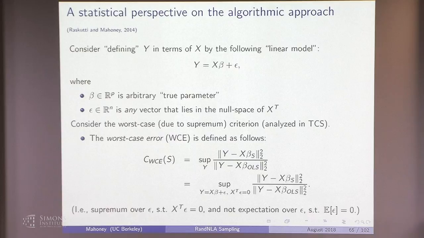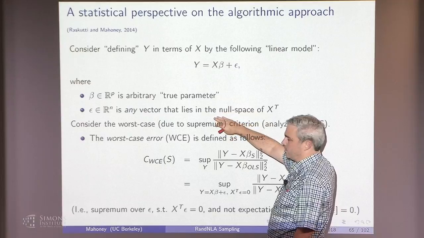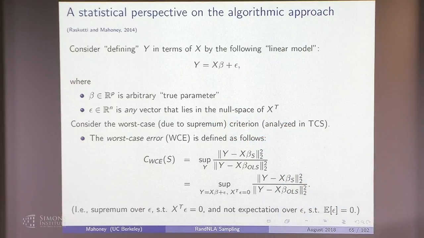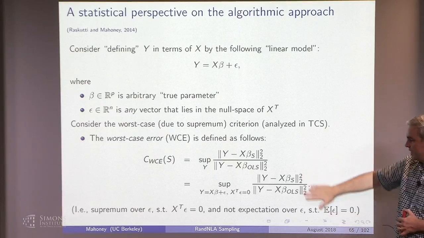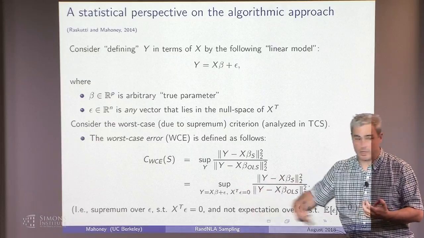So there's no natural correspondence with an algorithmic approach. To write things formally, you could say, define y in terms of x with a linear model, where essentially the error is any vector that lies in the null space of x. So that's the closest correspondence, in which case you'll get some sort of worst case error metric like this, which is a first cousin of what we've been talking about, where there's a supremum, not an expectation.